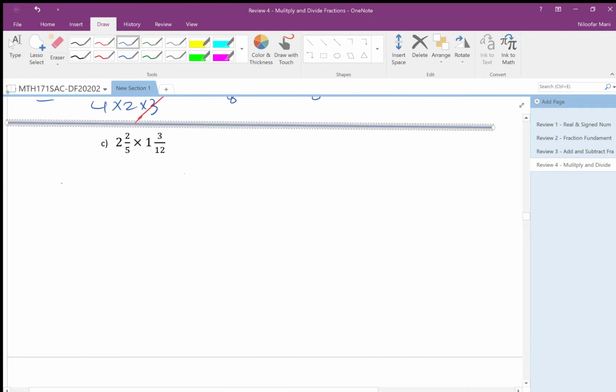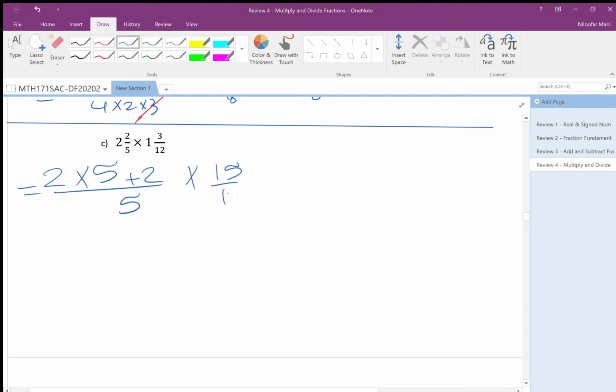2/5, so I do 2 times 5 plus 2, I need equal for each line. 2 times 5 plus 2 over 5 times 15/12. I don't need to show all the steps for all of them. 12/5 times 15/12, which is, yes, can I cancel this and that? Yes, can I cancel this and that? And the result is 3, so it's 3 then.